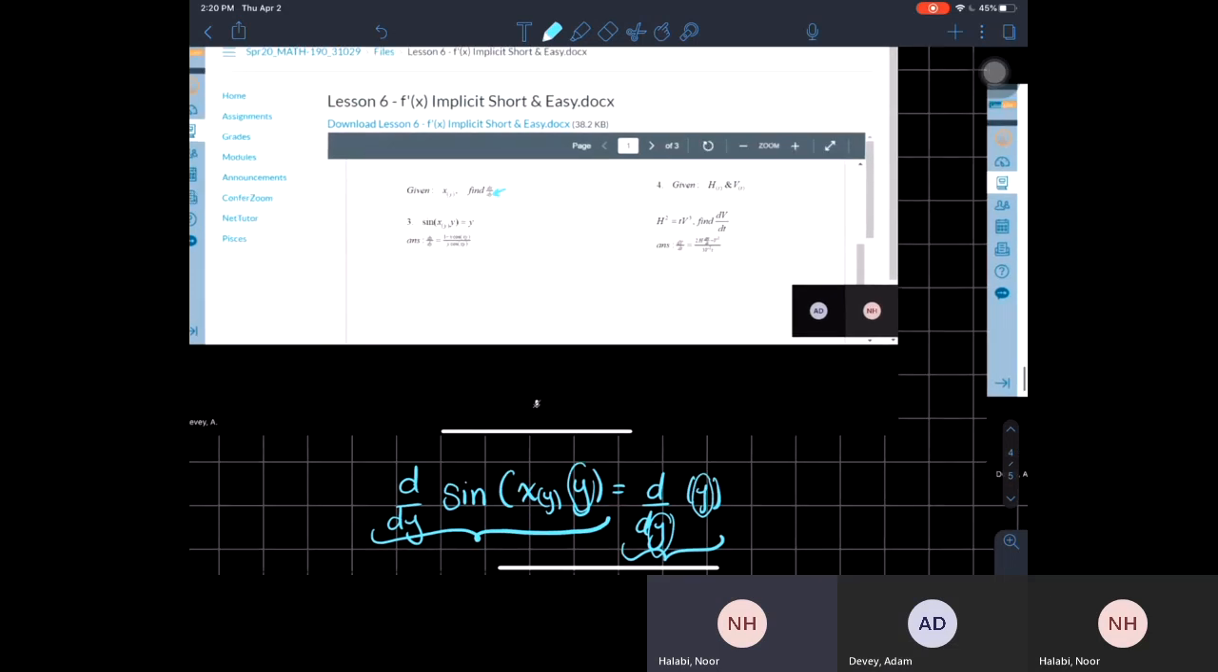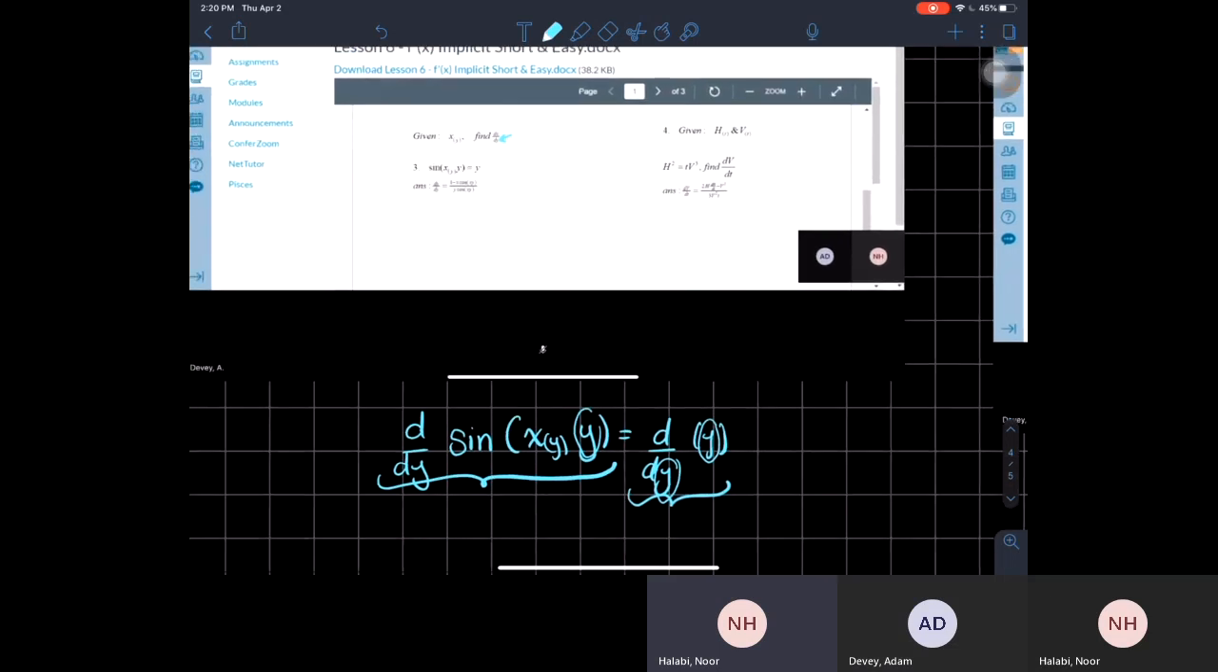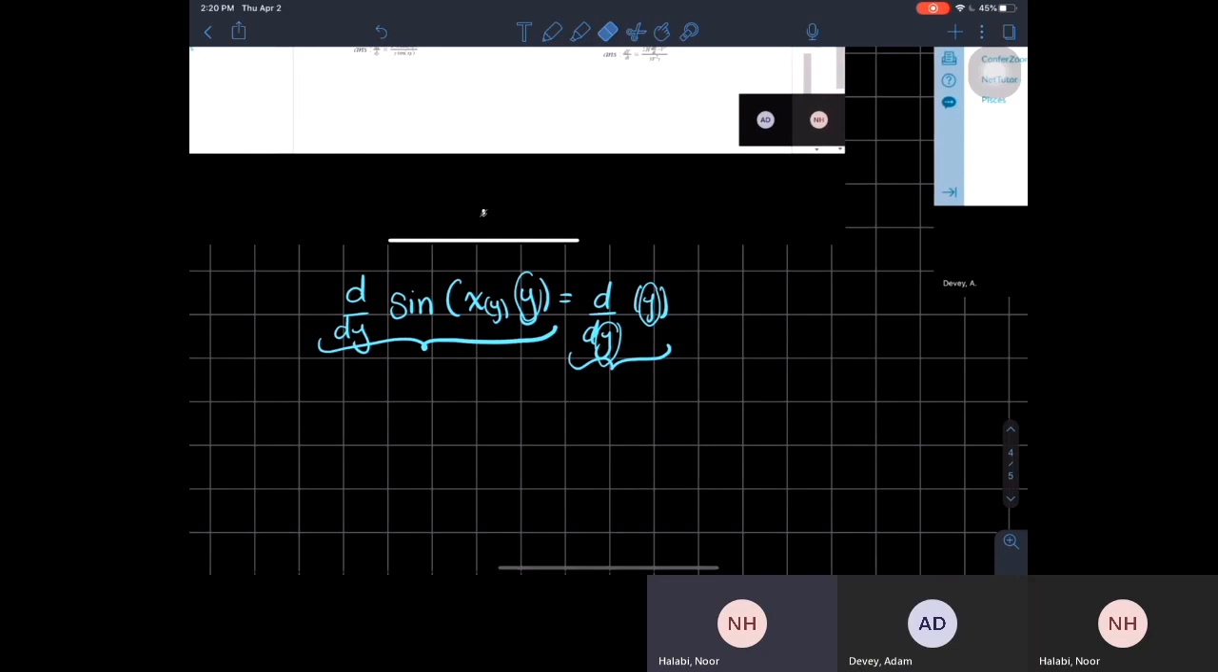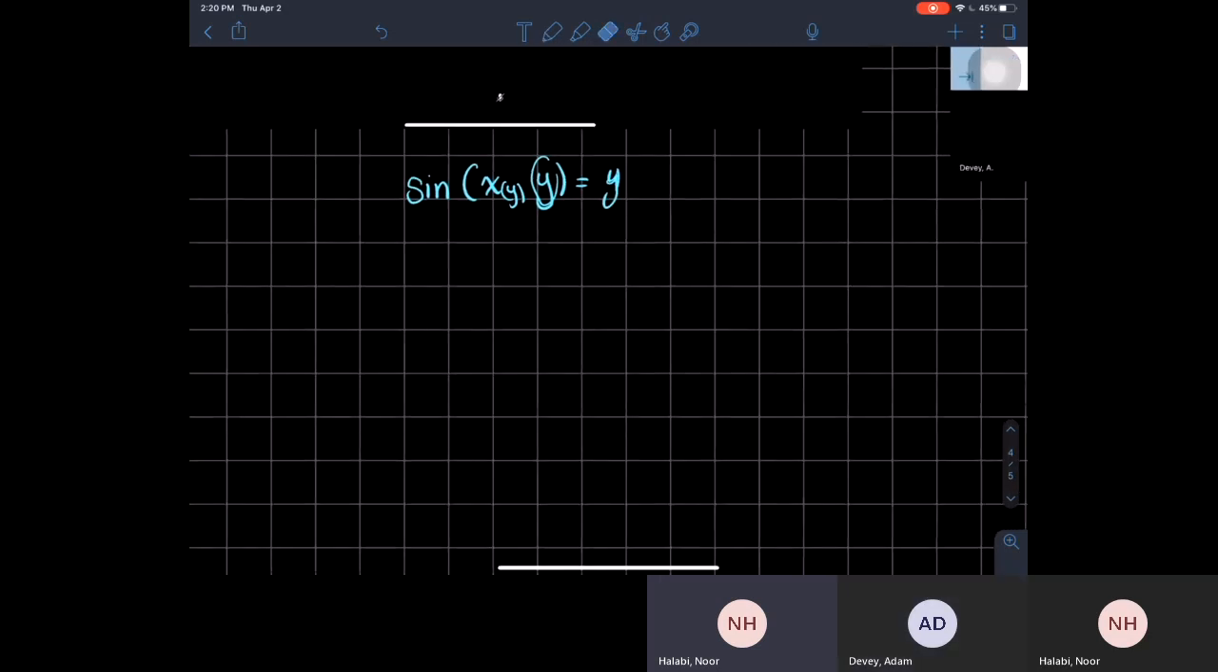Oh, you guys are doing implicit, short and easy. Okay, you guys want to do implicit then? Yes. Okay, well, then, let's see. If it's implicit, then the way you solve it is you start taking the derivative with respect to y, right? Right. Okay, so let's start doing that.